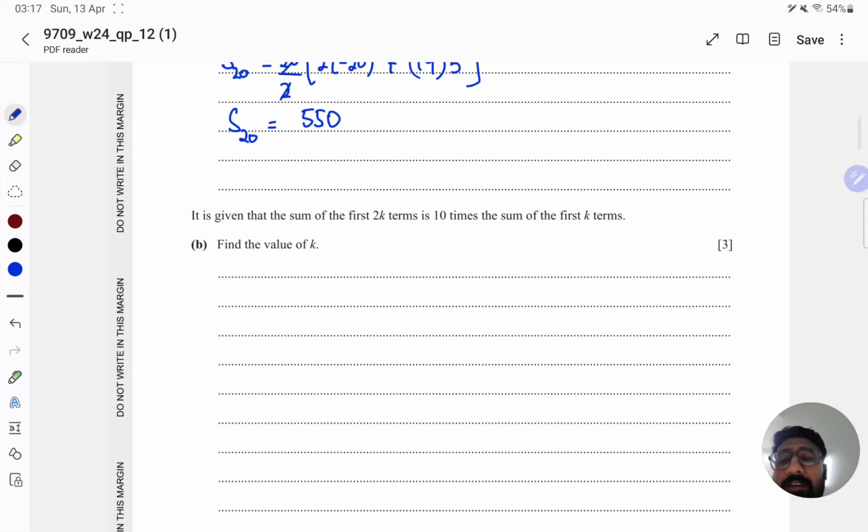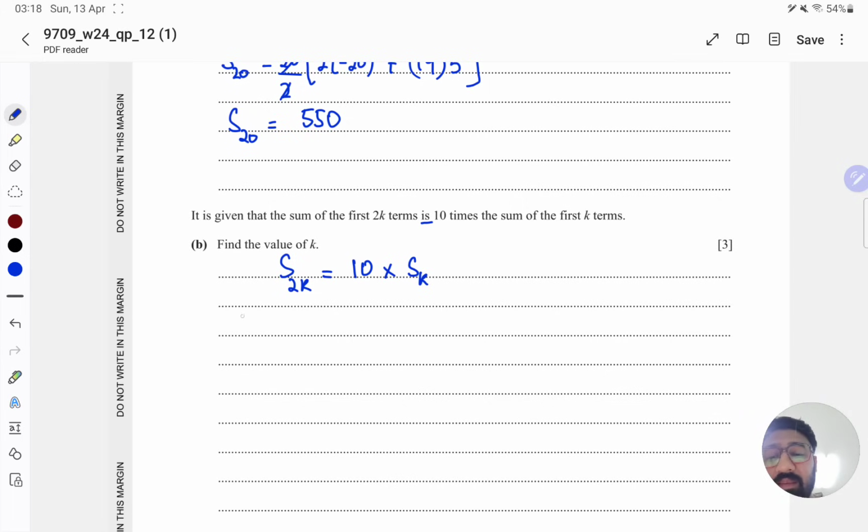Part B says it is given that the sum of the first 2k terms is 10 times the sum of the first k terms. So let me write it mathematically. It means S2k is 10 times Sk. So we need to find the sum of 2k terms, and we need to find the sum of k terms as well. The connection between them is 10 times. So let's plug in the values in the same formula above.